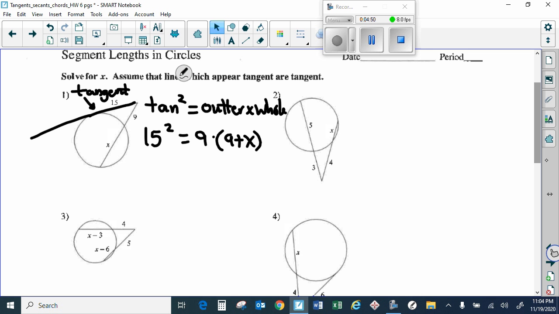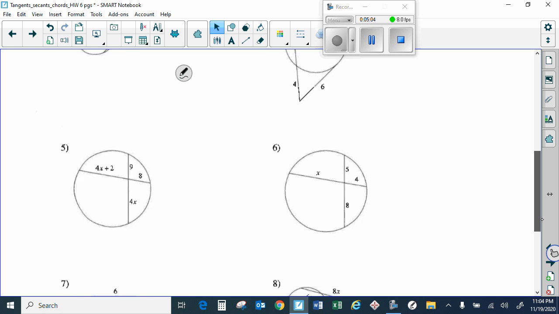So again, down here, number 3, we have outer 4 times the whole thing, which would be 4 plus x minus 3, equals 5 times the whole thing of 5 plus x minus 6. Okay, so you're doing that over and over here.